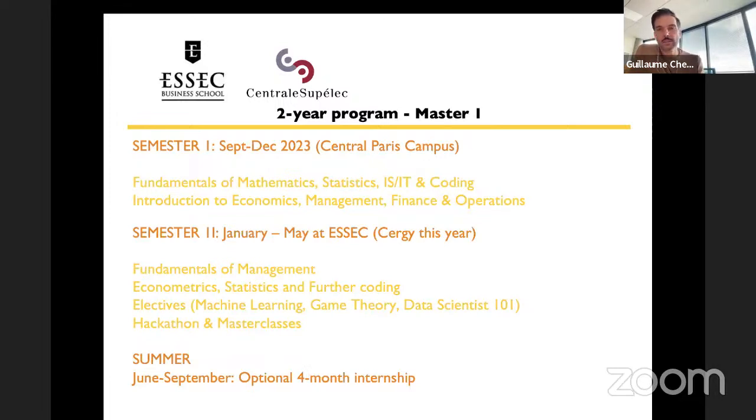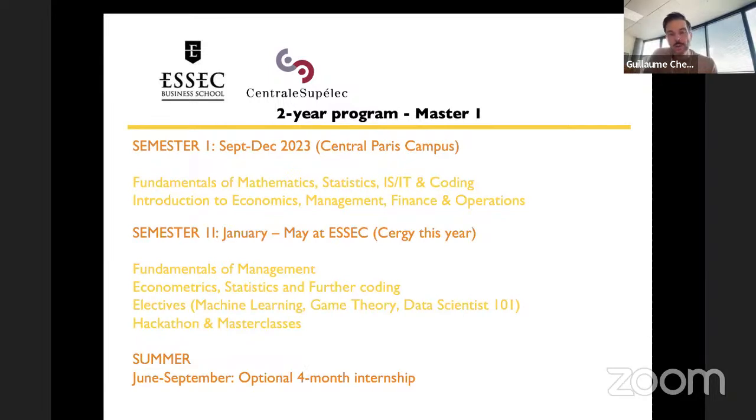And then the second semester, this year, will be at the ESSEC main campus in Cergy. It may differ next year, and we may go back to central Paris once the campus there is fully running, so we need a bit of practice this year. You have the fundamentals of management, essentially the core courses that we offer in the Master in Management at ESSEC. And you're reinforced in everything with econometrics, statistics, and coding. You can take some electives like introduction to machine learning or game theory, or a course called Data Scientist 101, where companies try to give you the gist of what the job is about. And of course, hackathons and masterclasses.